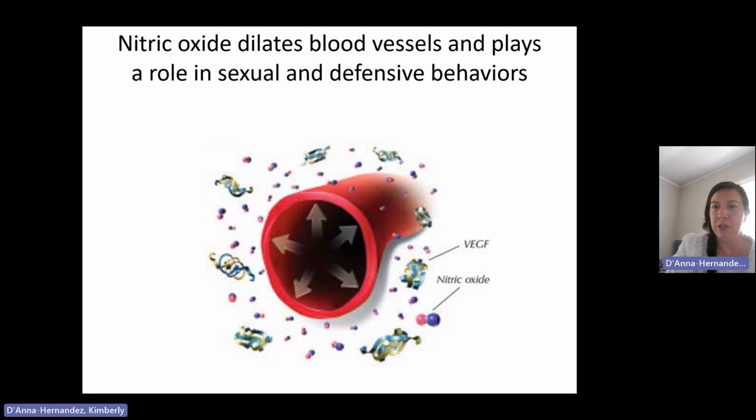We have other neurotransmitter systems called gaseous neurotransmitters. Nitric oxide happens to be one of those. That means it is made on demand and it can pass through cell walls and it doesn't last for very long. Nitric oxide is an example of this, and it dilates blood vessels.